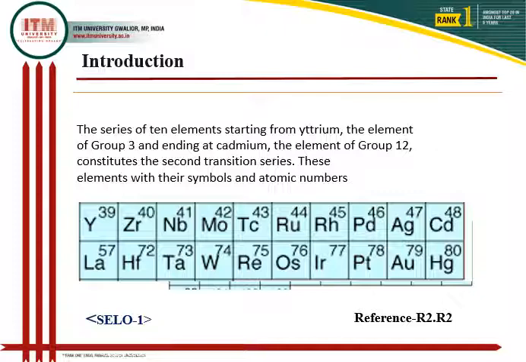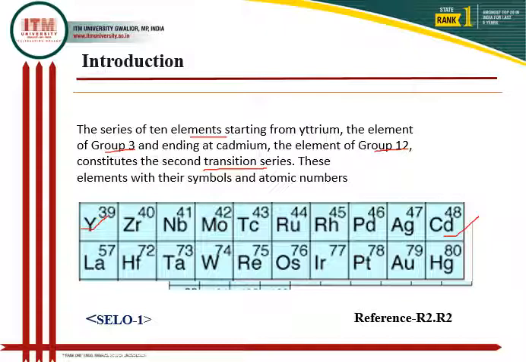A series of 10 elements, starting from atomic number 39, that is yttrium, to atomic number 48, that is cadmium, come in the second transition series, that is the 4D series. Yttrium is in group 3 and cadmium is in group 12. So from group 3, starting from yttrium, to group 12, cadmium 48, it constitutes the second transition series, also called the 4D series.